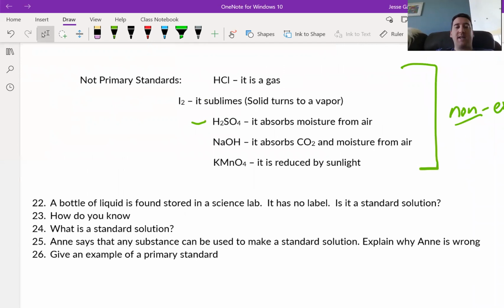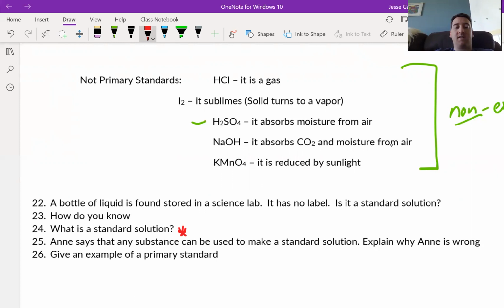Okay, what is a standard solution? Hopefully we built up to that, and without looking back, you were able to write it down. A standard solution is a solution whose concentration is known accurately. I would say that is a very common Leaving Cert question, a very common definition. So I'm putting a star beside it, maybe you should put a star beside it too.